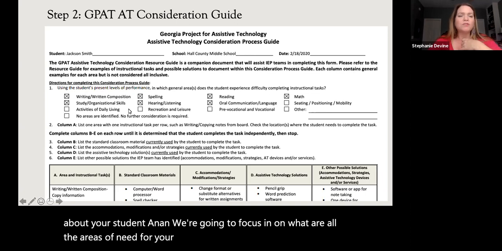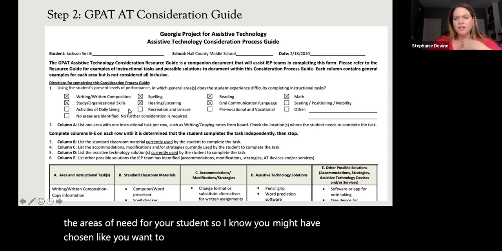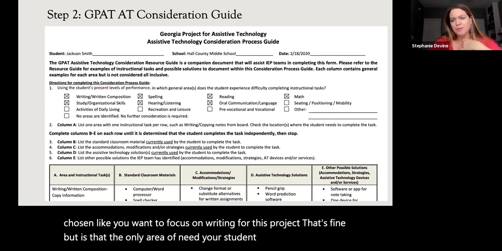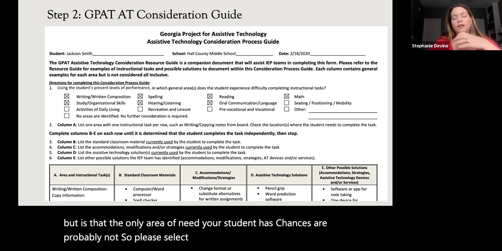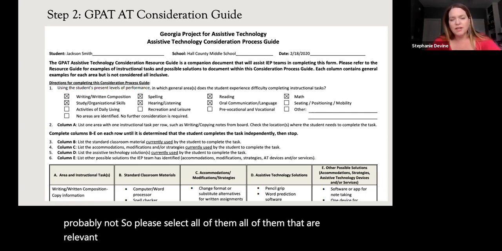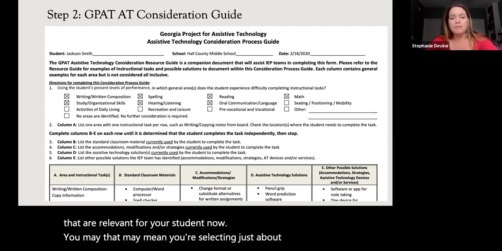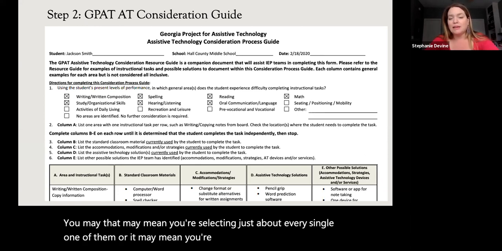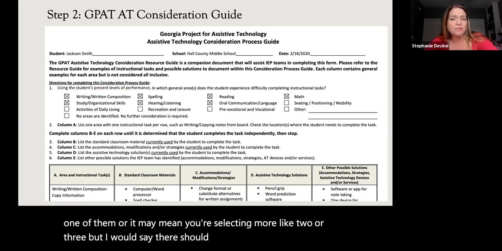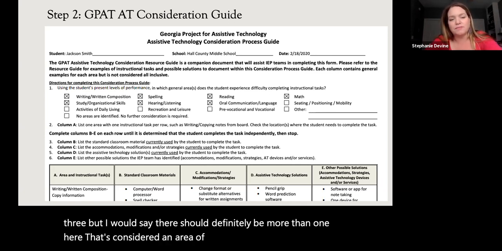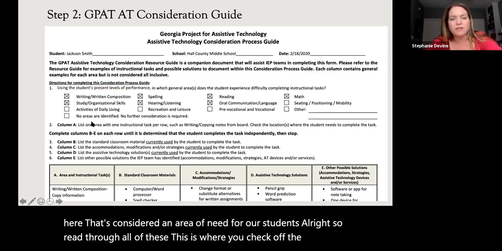So I know you might have chosen that you want to focus on writing for this project. That's fine. But is that the only area of need your student has? Chances are probably not. So please select all of them that are relevant for your student. Now, that may mean you're selecting just about every single one of them, or it may mean you're selecting more like two or three, but I would say there should definitely be more than one here that's considered an area of need for your students. All right. So read through all of these. This is where you check off the area of need in section 1.